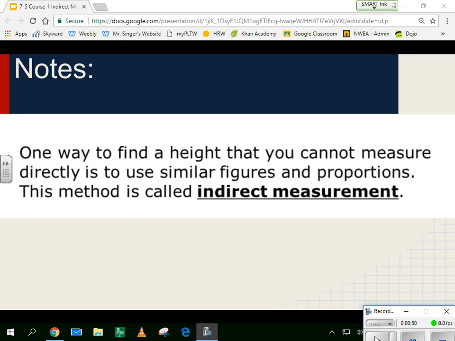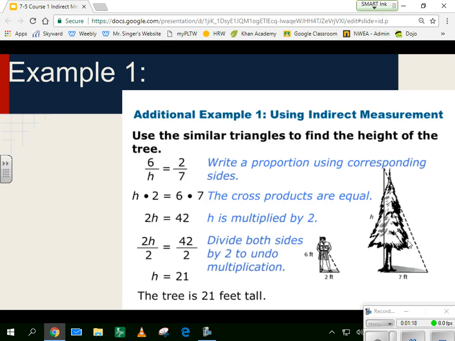All right, so let's write down our definition of what an indirect measurement is, since I put that in our goal. One way to find the height that you cannot measure directly is to use similar figures and proportions. We call that indirect measurement. So if you don't know how tall something is, but you can figure it out by maybe the height of something else and the shadow that it casts, you'd be able to figure out pretty accurately how tall that item is. Let's show you in example 1.